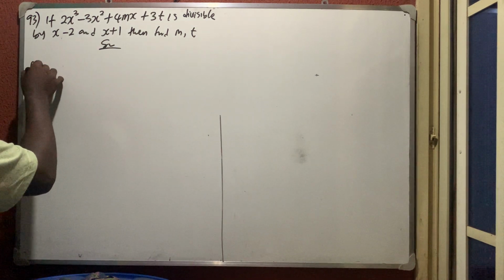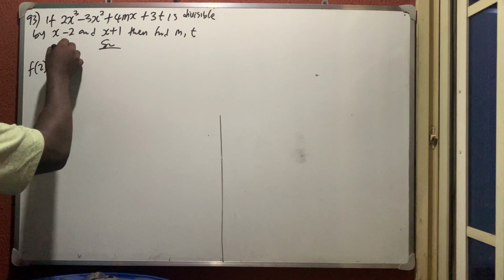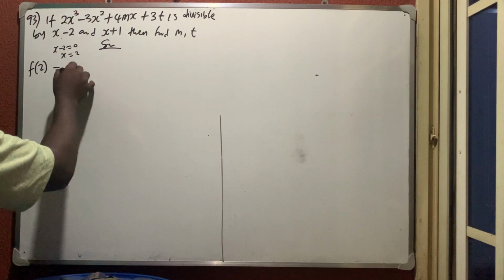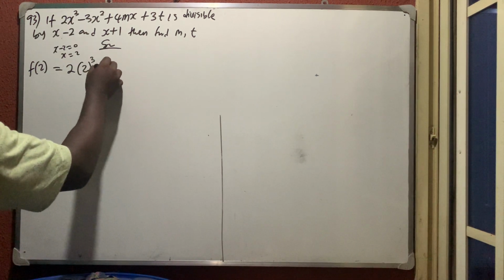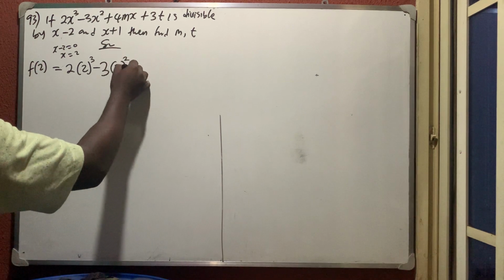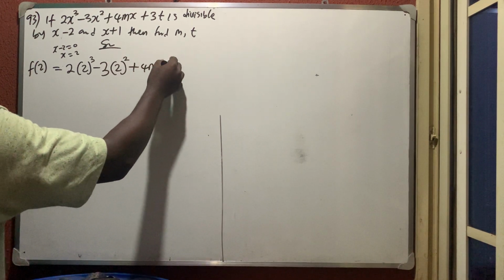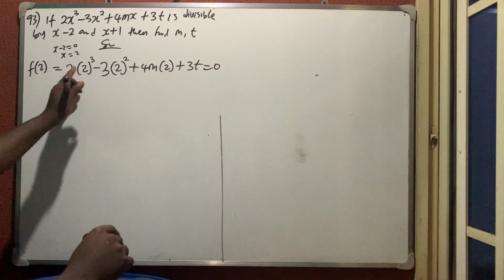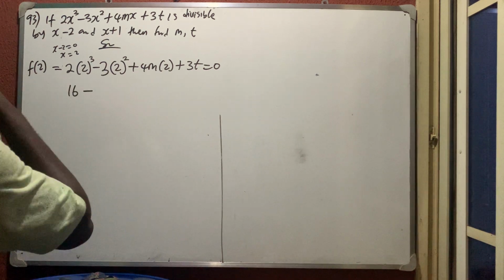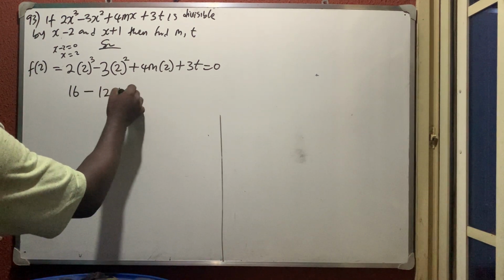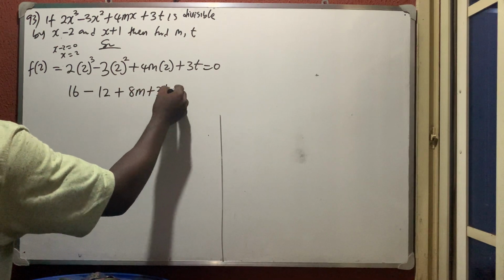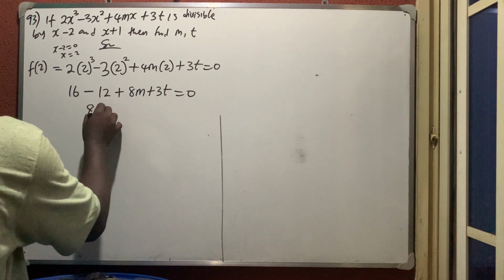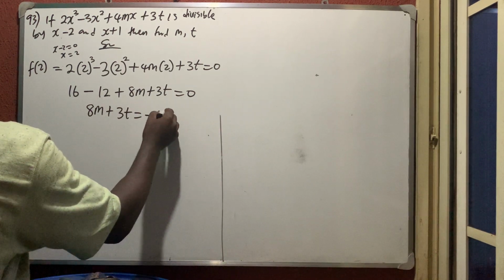Solution. Now if it's divisible, that means their remainder is 0. So f of 2, because this is x minus 2 is equal to 0, therefore x is equal to 2. So f of 2 is simply put 2 here. 2 in bracket of 2 raised to power 3 minus 3 in bracket of 2 raised to power 2 plus 4m in bracket of 2 plus 3t is equal to 0. So what do we have now? This is 8. 8 times 2 is 16 minus 12. Then plus 8m plus 3t is equal to 0. So this and this is 4. This one moving here, I'm going to have that 8m plus 3t is equal to minus 4.